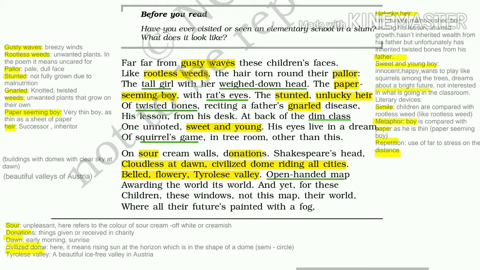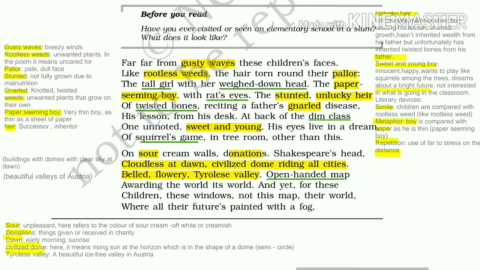It says open-handed map. As I said, the map is there in the classroom, a map of the world, and awarding the world its world. Awarding the world its world means the map of the world in the classroom. It is symbolic of hopes and aspirations. For a look at it motivates people to explore the world which has been awarded to us by God with all its bounties. But the world for these children is limited to their filthy slum, restricting their vision for a better world. In the sense that this world map shows them another world, but the world for these children is the world which is outside the window of their classroom.